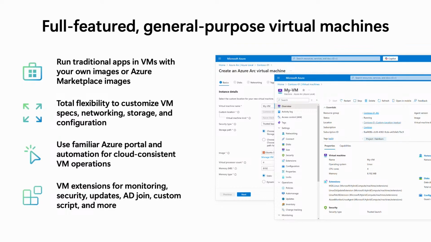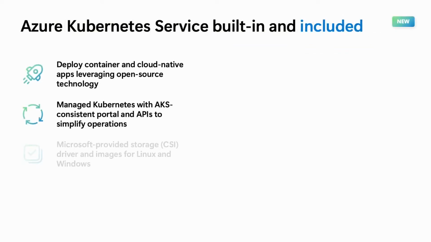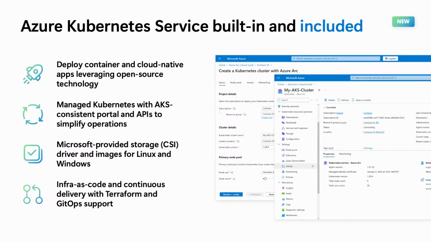Now, in addition to virtual machines to handle your existing applications today, we of course have the Azure Kubernetes Service built in and included, which allows you to run your new applications. So as you're building new cloud native applications using containers, for example, AKS gives you that ability to deploy those on premises on Azure Local.